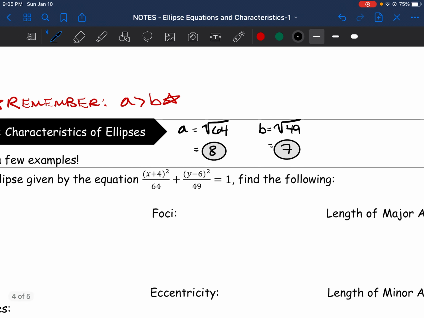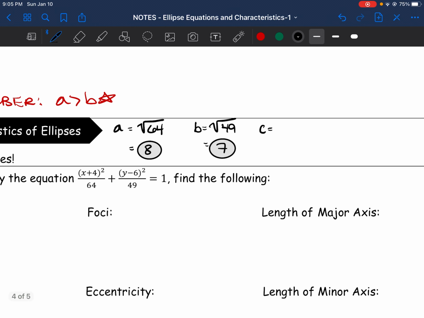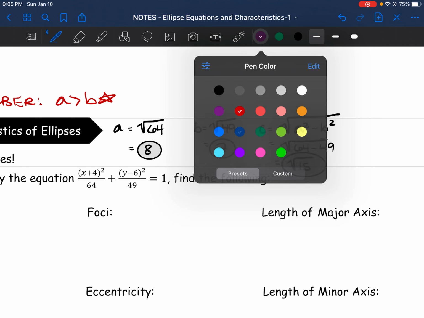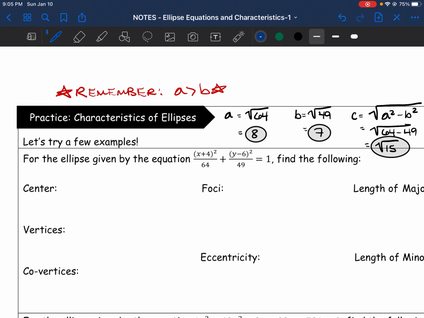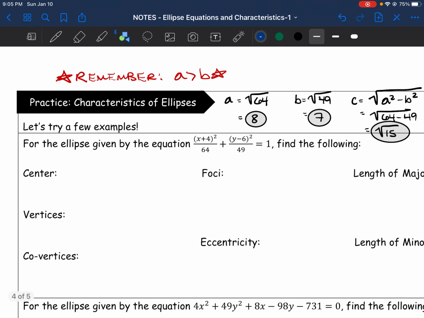And remember, we had a formula to calculate C. C is going to be the square root of A squared minus B squared. So that's going to be the square root of 64 minus 49, which is the square root of 15. All right, so with that information, we are now ready to go ahead and calculate some of this stuff here. And I'm going to break this off into sections just to give us some room and keep it organized.